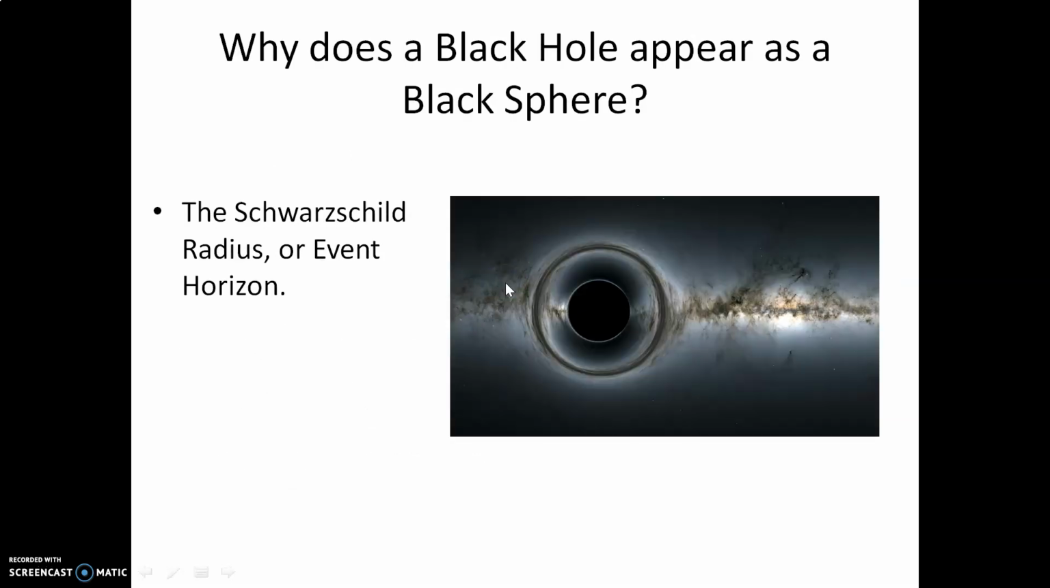Okay, now if you were out in the universe, you can actually look at a black hole. The black hole itself would appear to be spherical. And then what you are looking at right here is a horizon, an event horizon. It's also called the Schwarzschild radius.